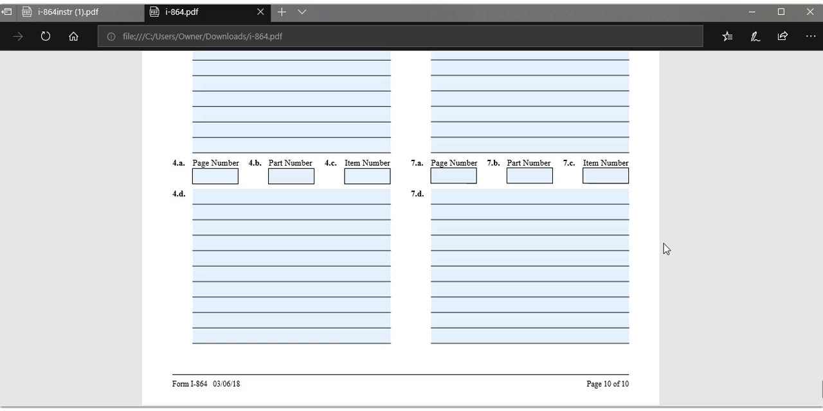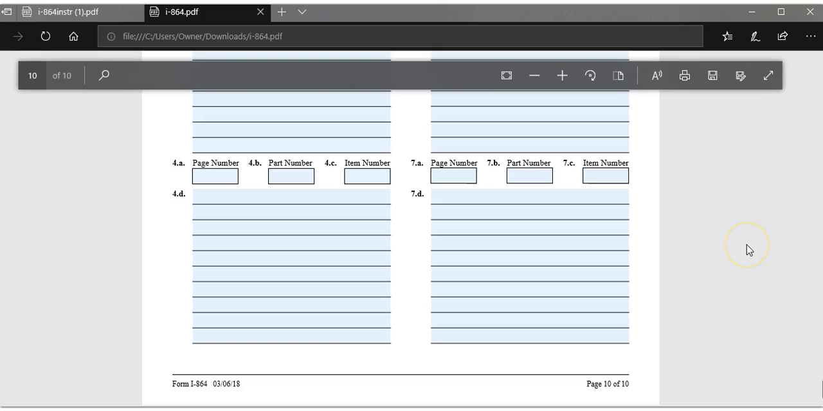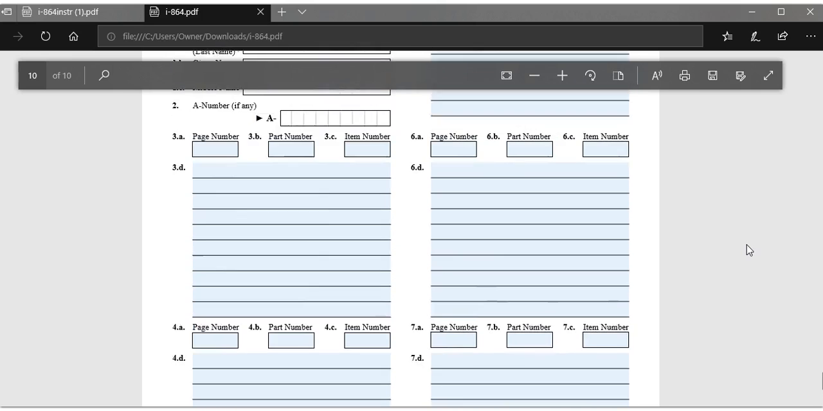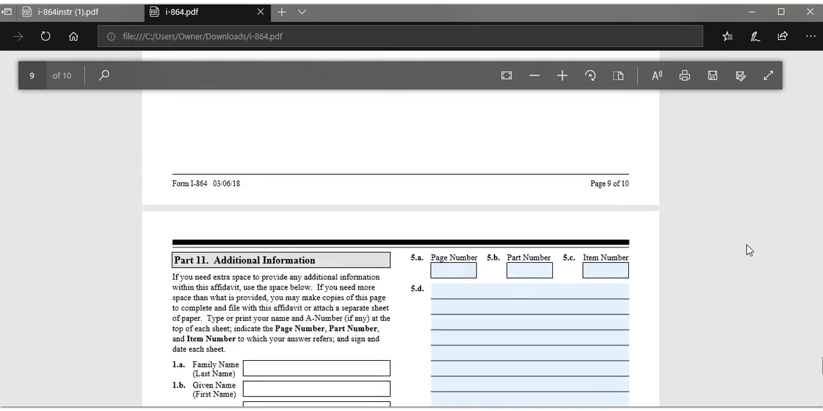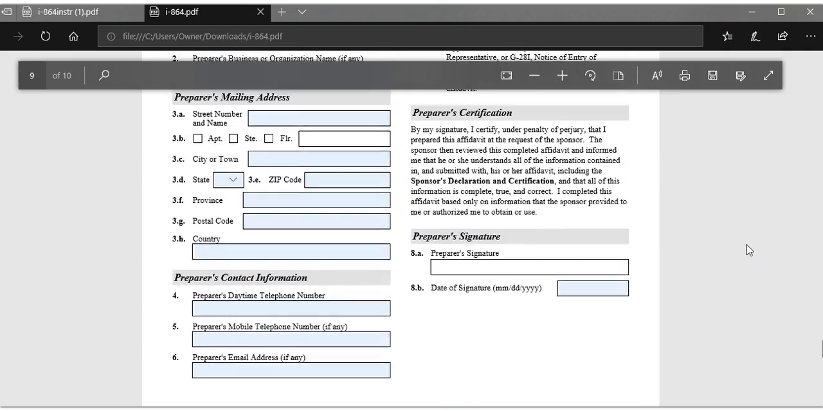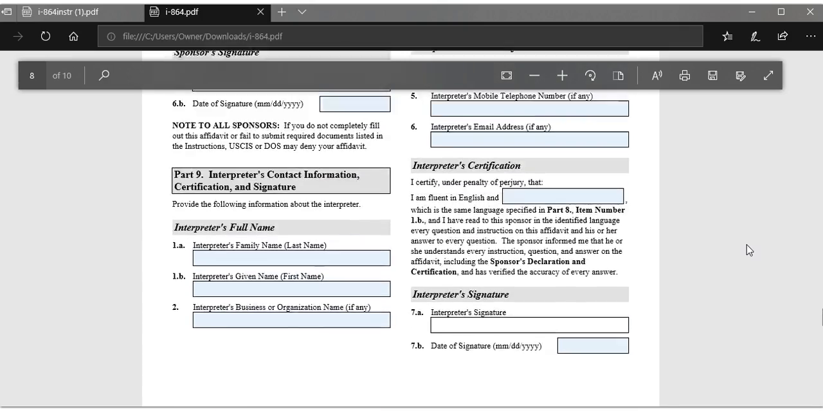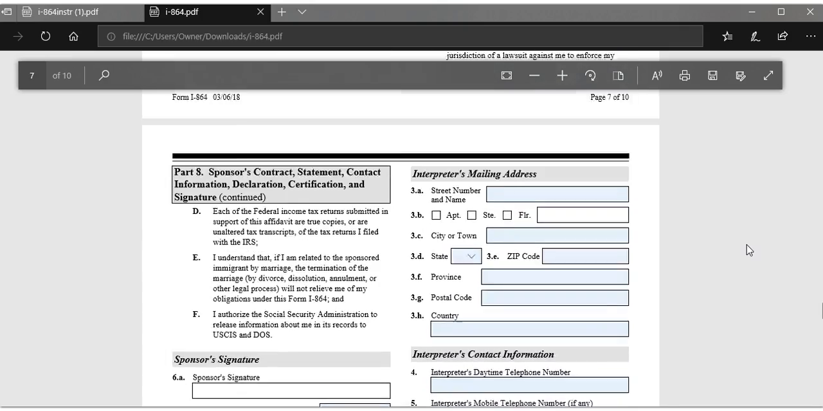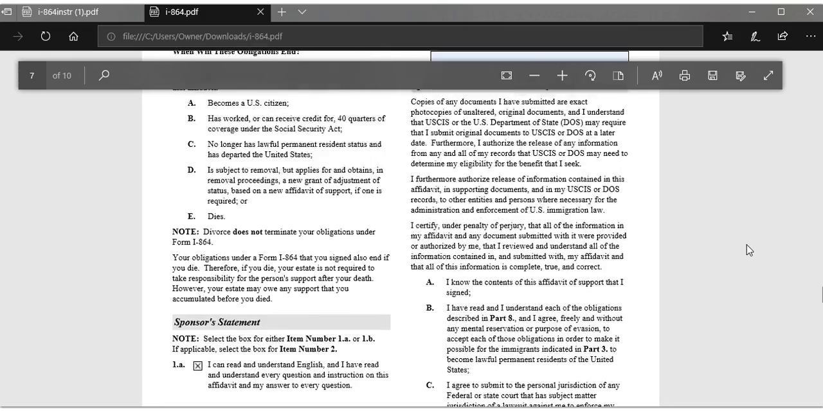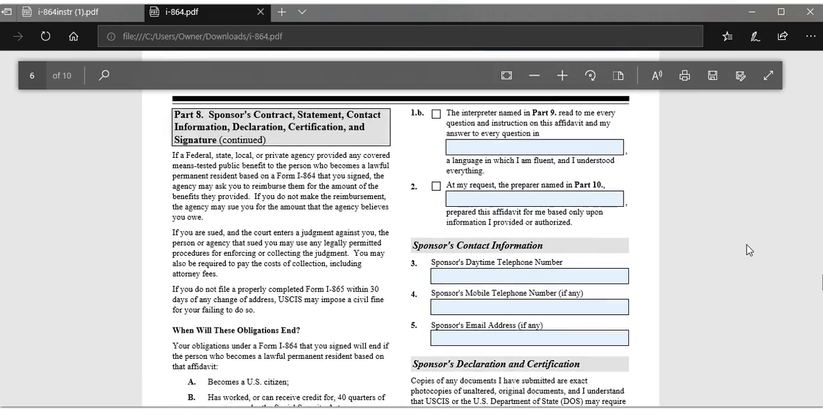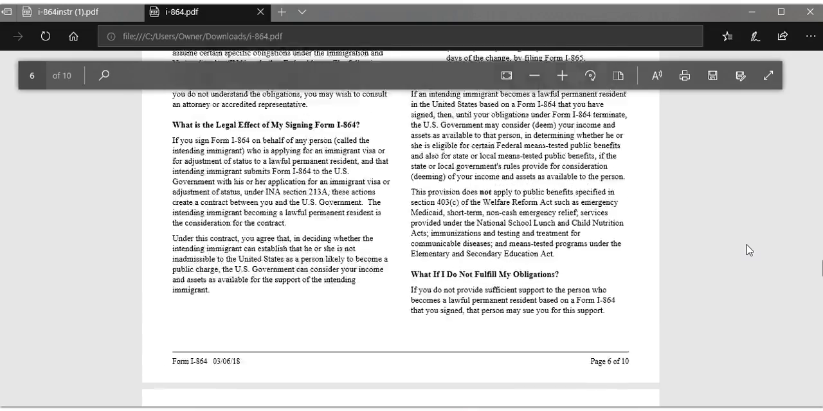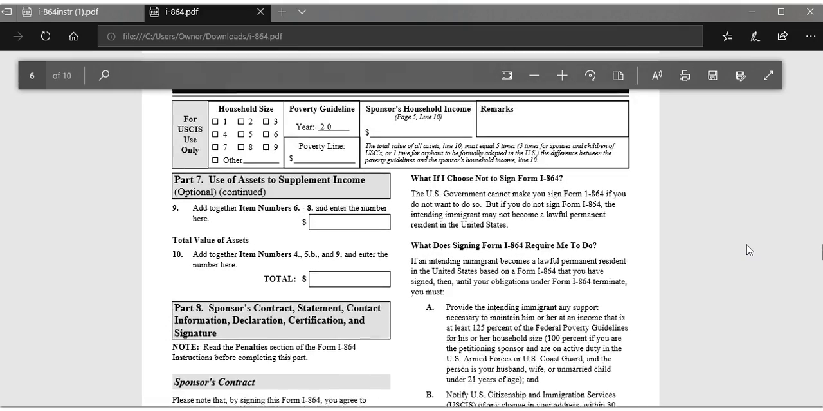And this is the end of this tutorial. I hope this helped you understand what areas need to be completed by the sponsor filling out this affidavit of support on behalf of an immigrant or immigrants.